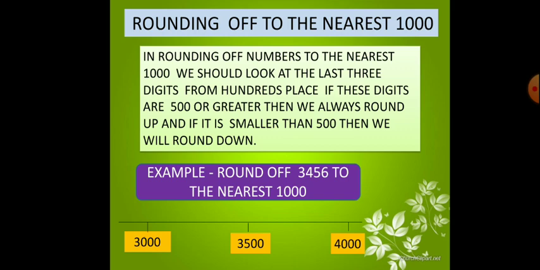Now on this number line we have to see 3456. So what I told you, first we have to see the hundreds place. Here 456 is less than 500 and 3500 is the mid number. If it is greater than 3500, then it will round up, but 3456 is smaller than 3500, so it will round down. That means the answer will be 3000.